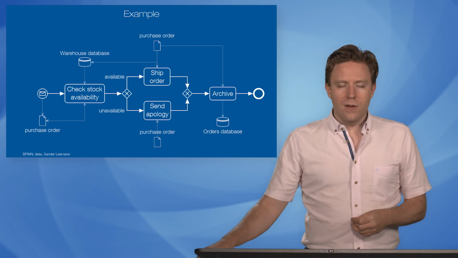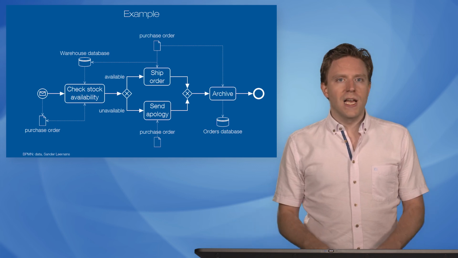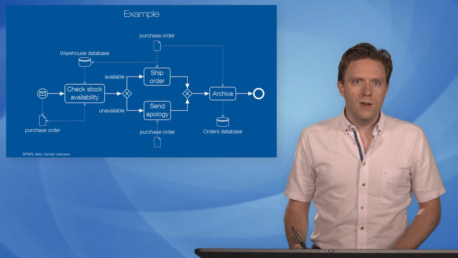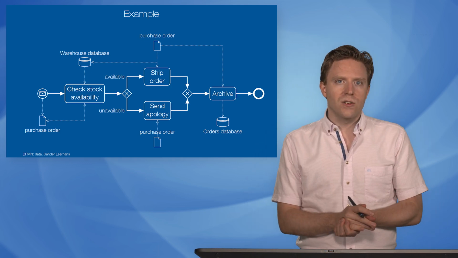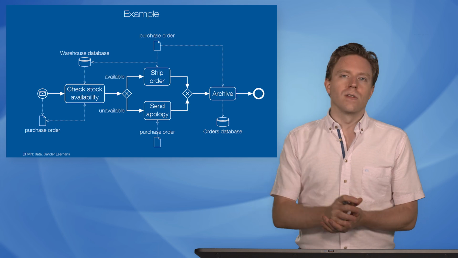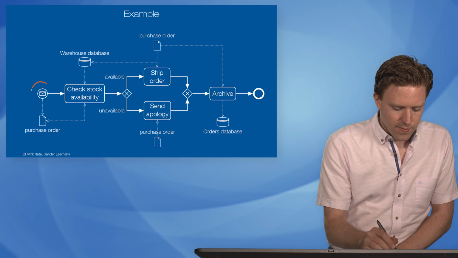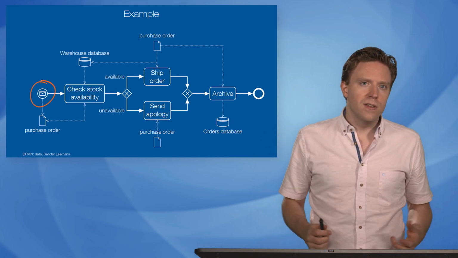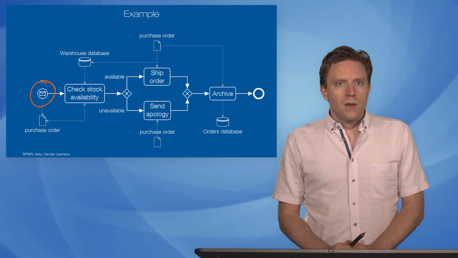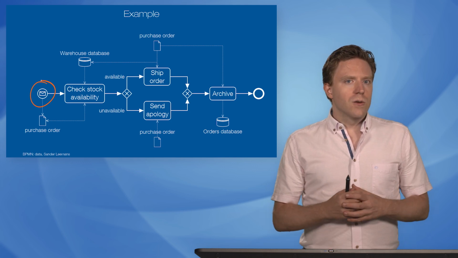This is a small business process of a seller who receives an order and then checks the stock availability and so on. Let's walk through it. So in the first step, the start event is a message event. This will contain an order.